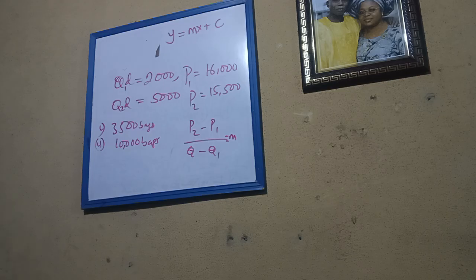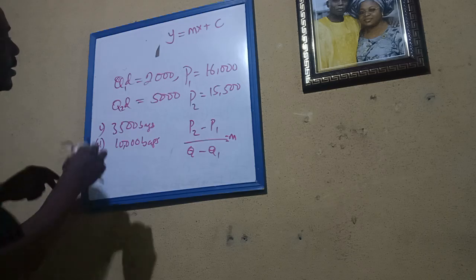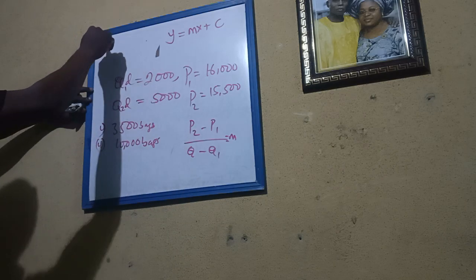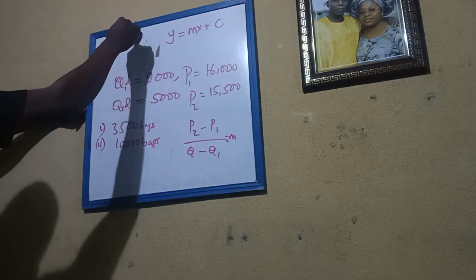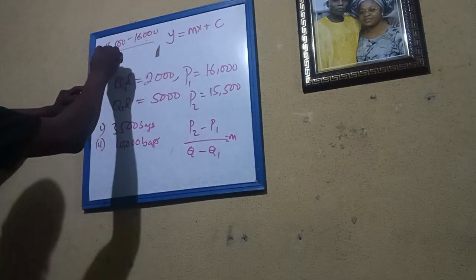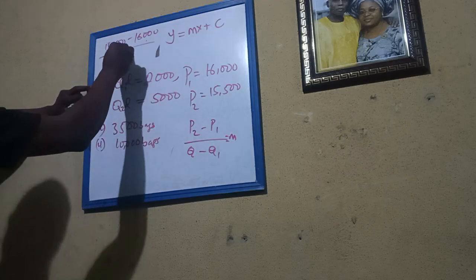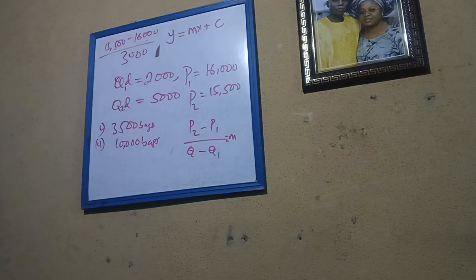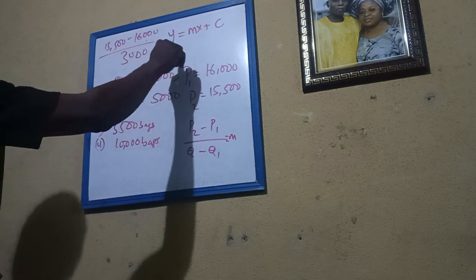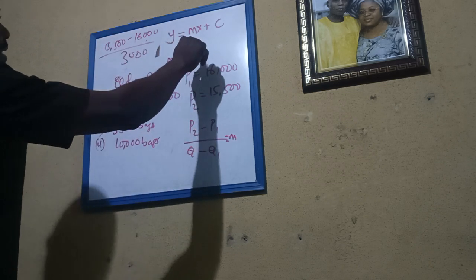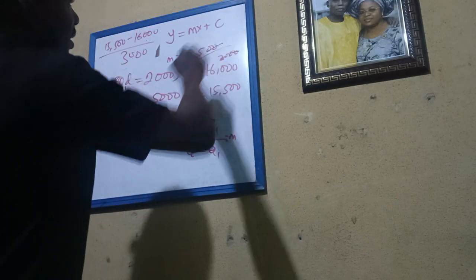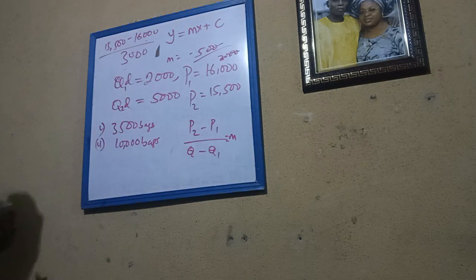We'll be having 15,005 minus 16,000 over, what is quantity 2? 5,000 minus 2,000, that's 3,000. So 15,005 minus 15,500, that's going to be minus 500. This m is going to be minus 500 over 3,000, and that's going to be minus 1 over 6. So our m is minus 1 over 6.